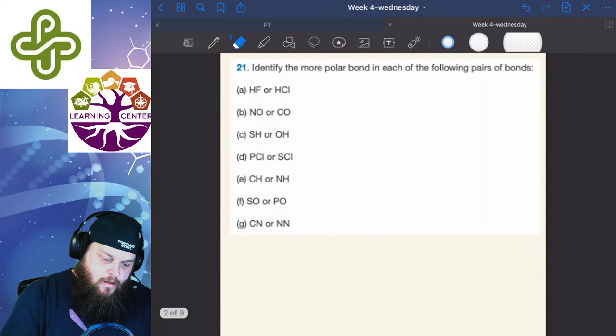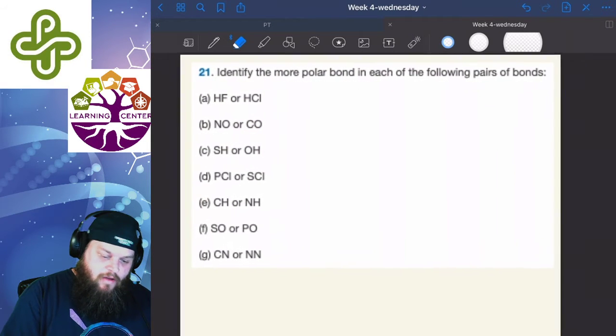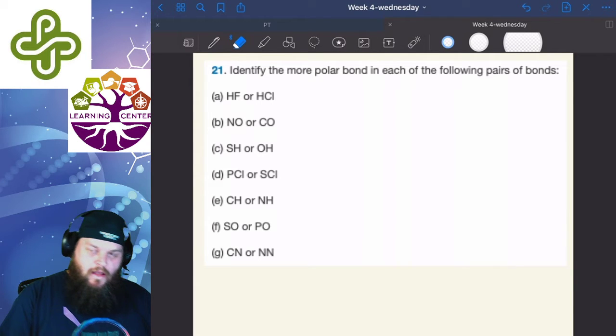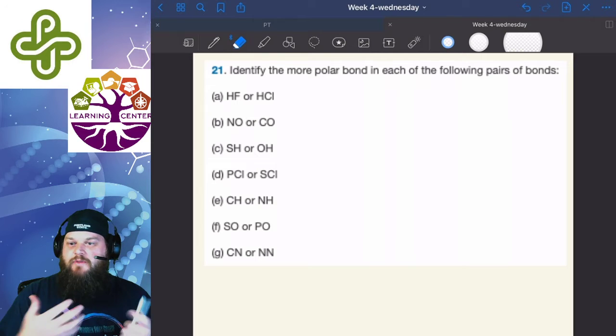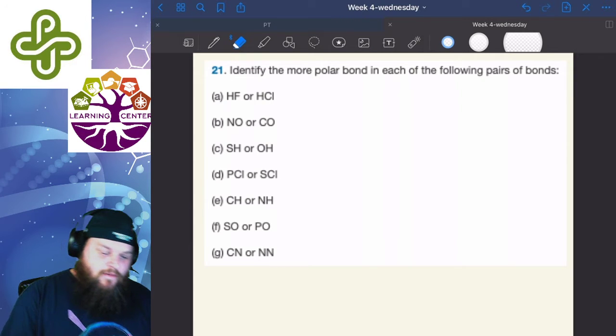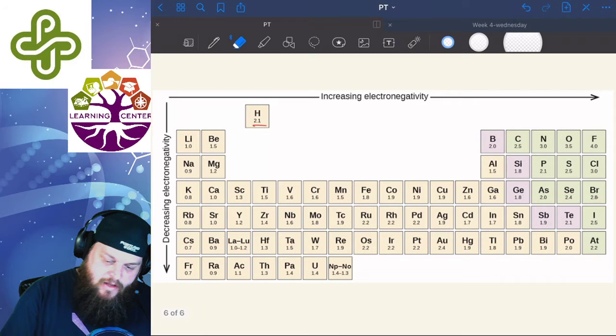So let's go on to polarity. Polarity is when you have this idea of electronegativity. Every atom has what we call electronegativity, how happy it is to be negatively charged. And the most electronegative atom we have is going to be fluorine.